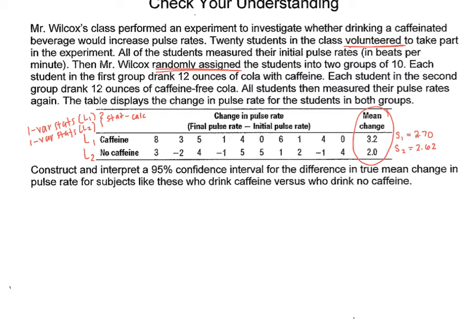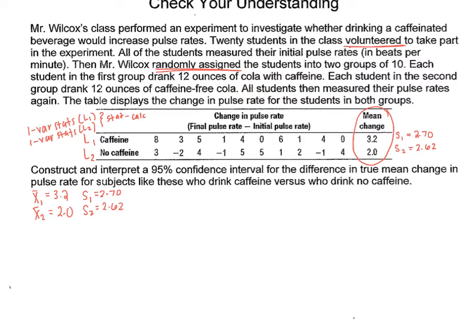So we're going to do a state, plan, do, conclude problem to construct and interpret a 95% confidence interval for the difference in true mean change in pulse rate for subjects like the ones who drink caffeine versus those who drink no caffeine. Let's state all of our given information. We know that x bar 1 is 3.2, x bar 2 is 2.0, s1 is 2.70, and s2 is 2.62. We are only using subscripts at this point, so we need to define a variable.